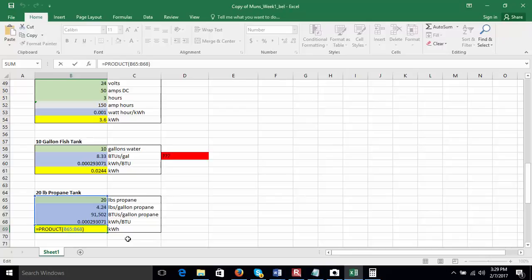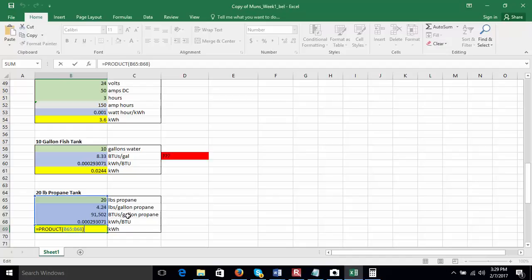Yeah, I don't think that's kilowatt hours per BTUs, because in this you've got pounds and pounds in the numerator, and you've got gallons and gallons in the denominator. That's what I just saw.